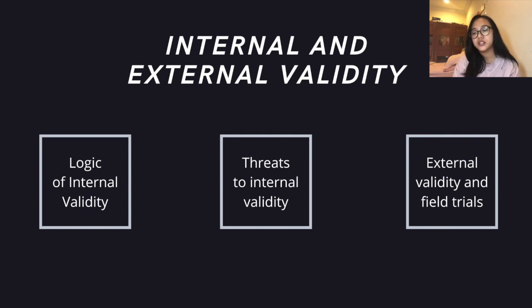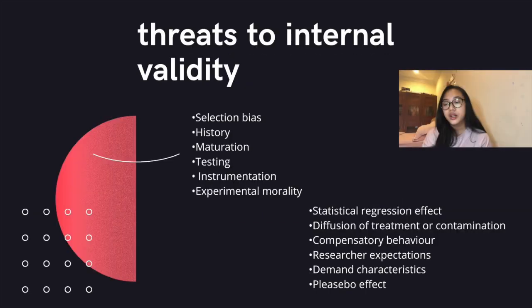The first one is the logic of internal validity. Internal validity occurs when the independent variables affect the dependent variables. The second one is threats to internal validity. There are 12 types of threats to internal validity.